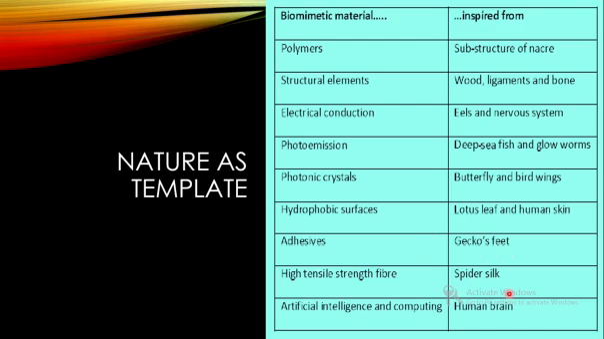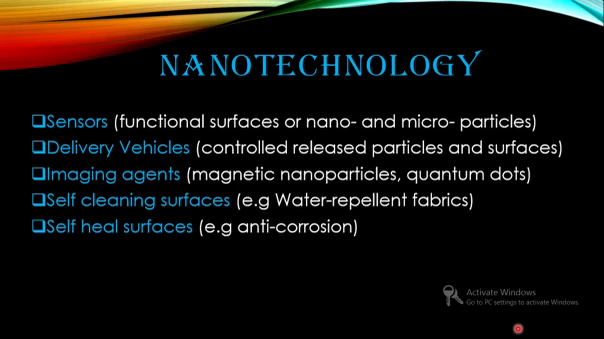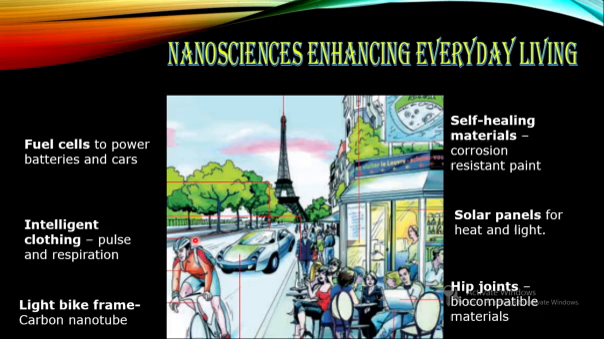And likewise spider silk can be thought of, and the human brain can be taken as a final template. Based on this, many materials like sensors, delivery vehicles, imaging agents, self-cleaning surfaces, self-healing surfaces. You can think of self-healing, that is, even if something gets broken on the surface, it gets healed by its own. Or if you get a wound on your skin, it heals. Such surfaces are possible using nanotechnology.